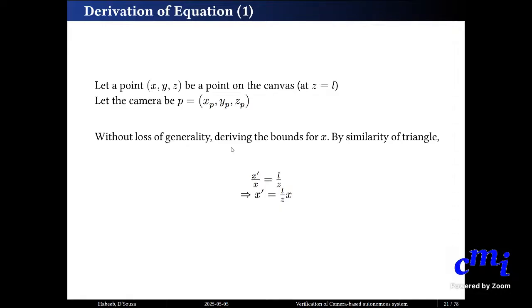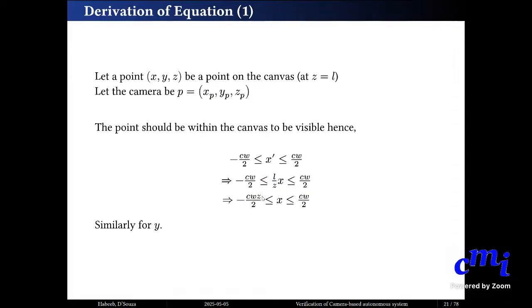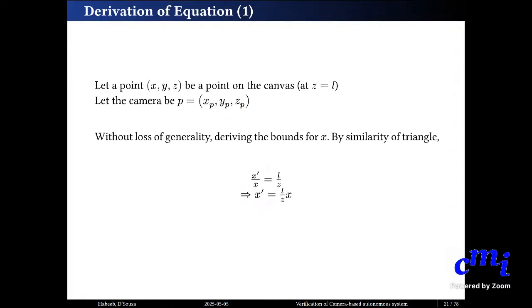Z where Z equals L. So without loss of generality, by similarity of triangles, X dash by X equals L by Z, and then X dash equals L by Z into X. So what is the difference between X and X prime?